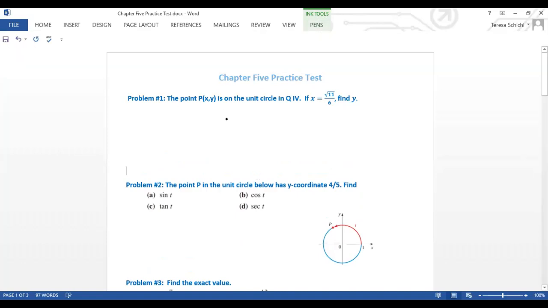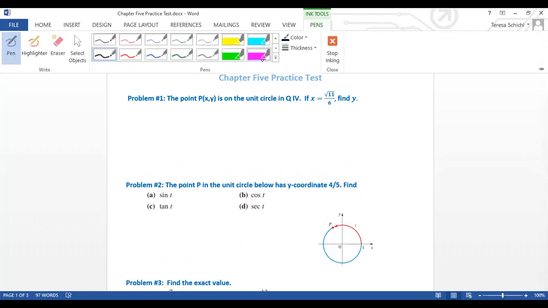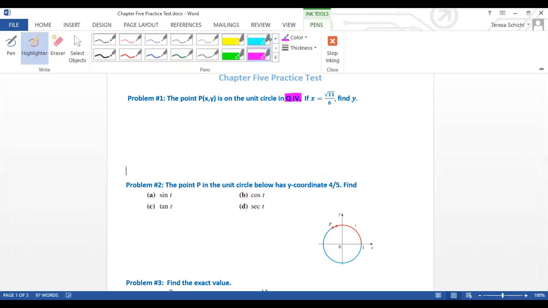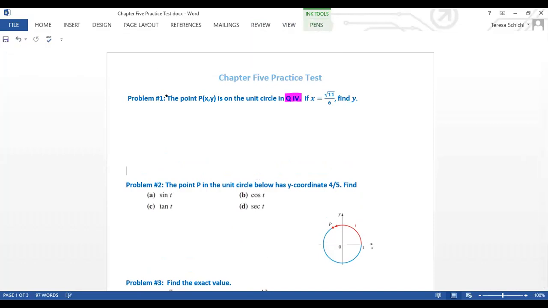So let's say the point P(x, y) is on the unit circle and in quadrant number 4. If x is square root of 11 over 6, find y. So we know for the P(x, y), this is our point here, right? And then we know that because this is the unit circle, x squared plus y squared equals what? Equals 1, right?